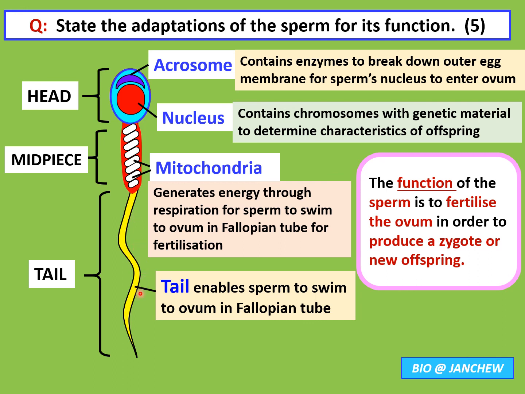So the sperm has a lot of mitochondria. And the last adaptation is the tail. So the sperm has a tail which enables it to swim to the ovum in the fallopian tube to fertilize it.